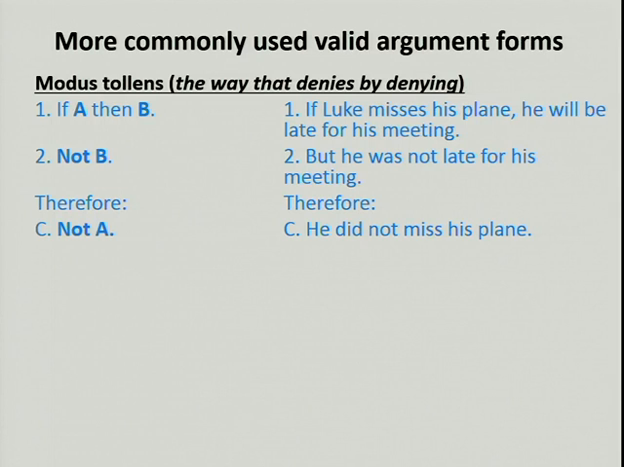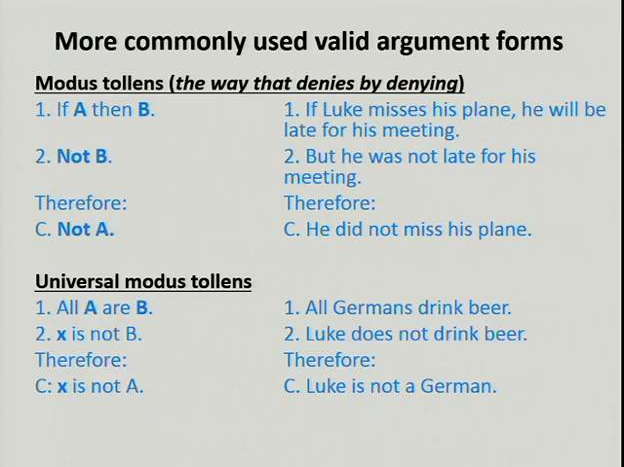And again, it's going to exist in the conditional version, and it's also going to exist in a universal version, right? So again, we have the beer drinking Germans where this is going to work in exactly the same way, right? All A are B, all Germans drink beer. Then we have an individual who does not drink beer. Call him Luke. Therefore, this person cannot be a German because they definitely all are beer drinkers, right?